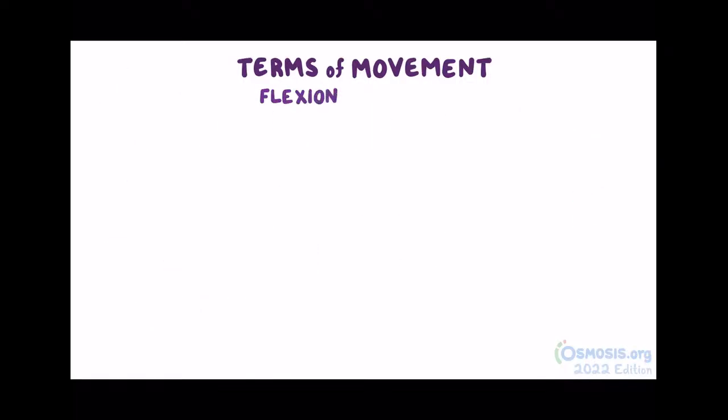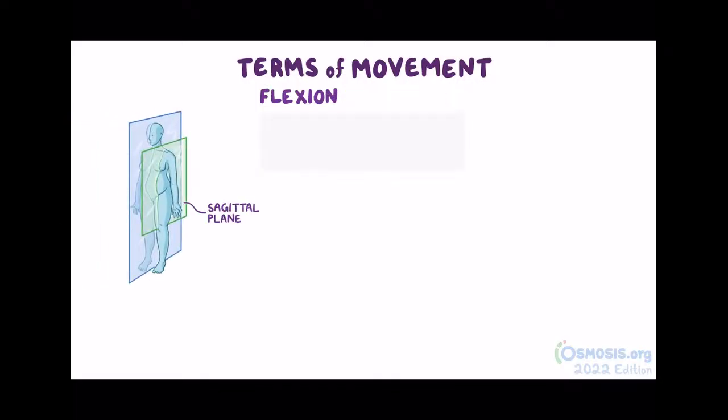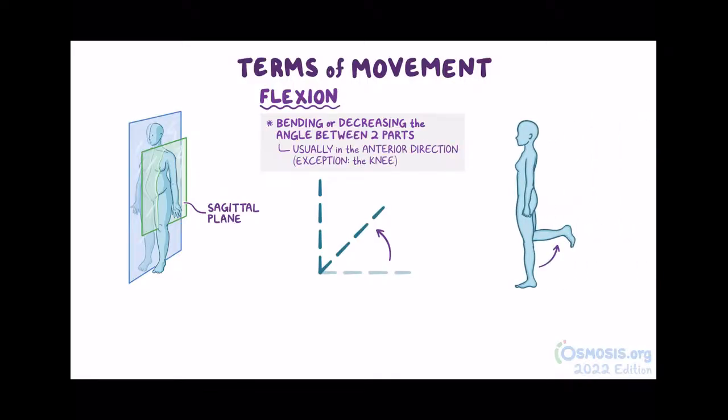So, flexion and its counterpart, extension, are movements in the sagittal plane. Flexion indicates bending or decreasing the angle between 2 parts of the body, bringing them closer together. Flexion usually involves movements in the anterior direction. The one exception to this is the knee, where the leg moves in the posterior direction during flexion.